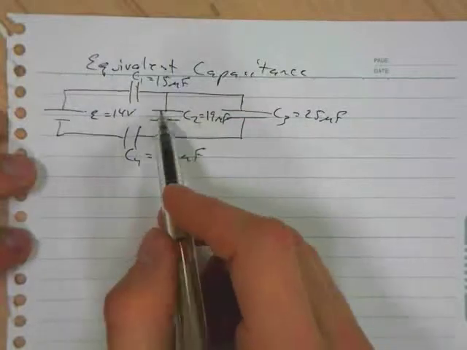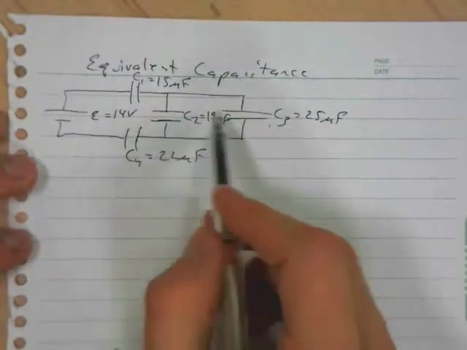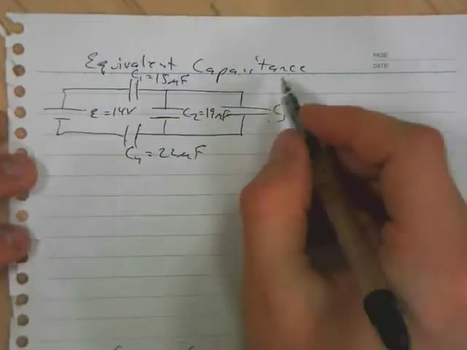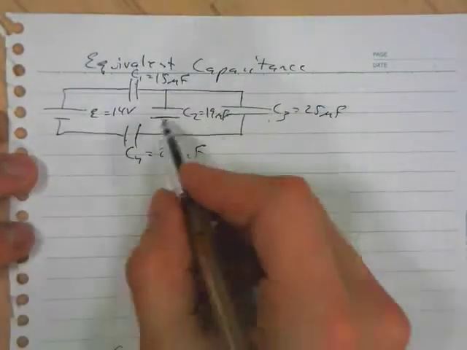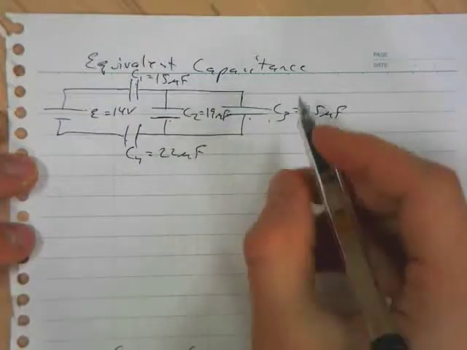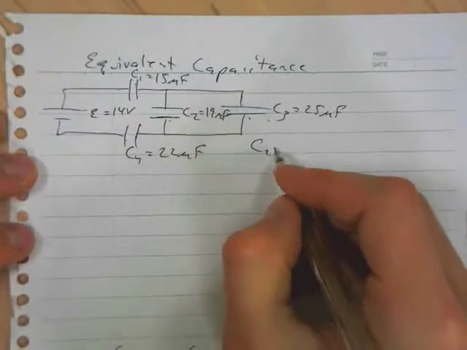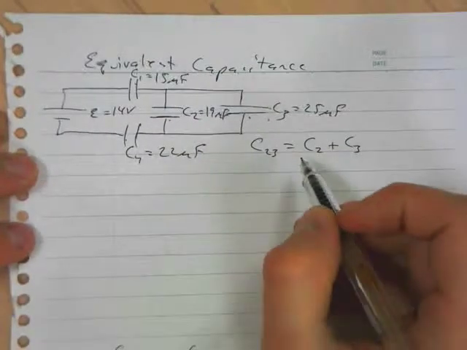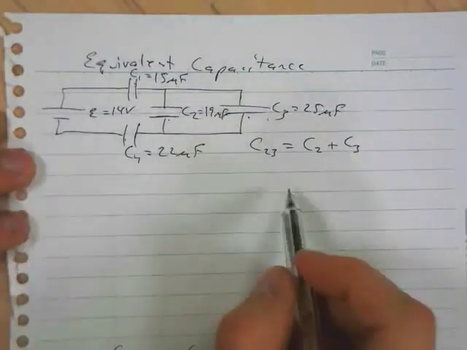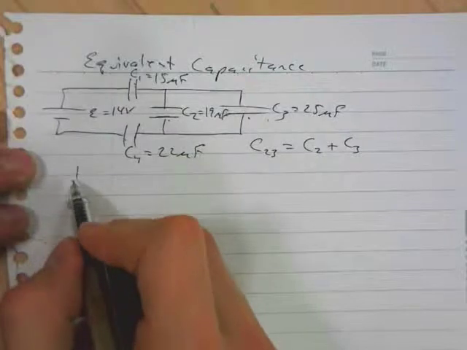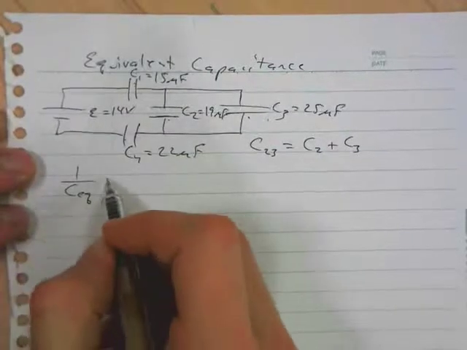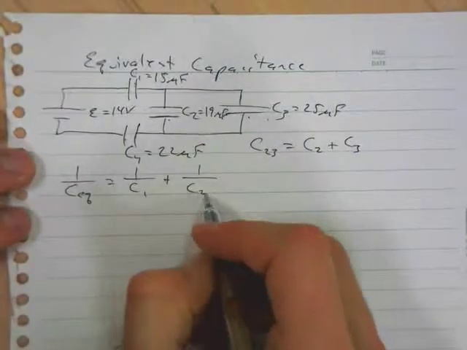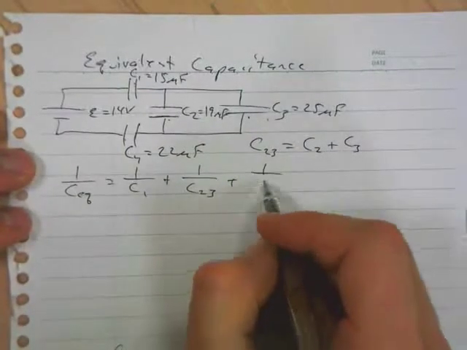C1 is in series with the combination of C2 and 3, and then C4 is in series with that. So first off, our equivalent capacitance for 2 and 3, I call that C23, is going to be C2 plus C3. And then the rest of them are in series, which means they're adding with the inverse style. So 1 over the equivalent capacitance would be 1 over C1 plus 1 over C23 plus 1 over C4.